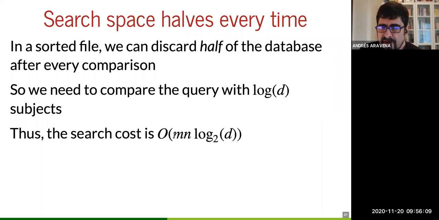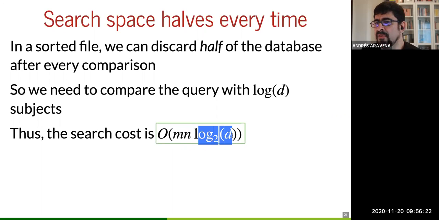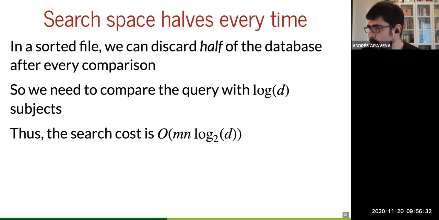So notice the difference. If we don't have an index, the cost is m times n times d. If we have the index, it is m times n times logarithm of d. Okay? And now we need numbers. I will show you the numbers, and then we see if you have questions.